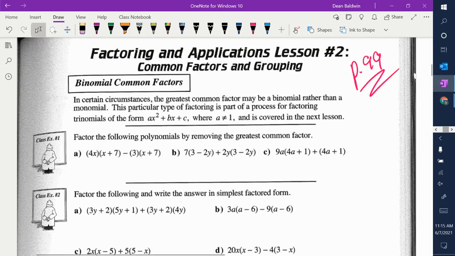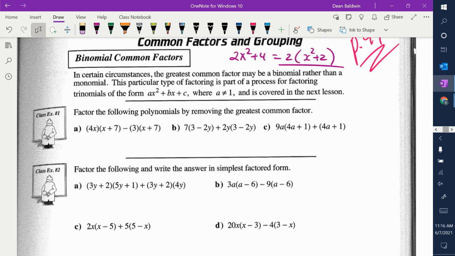So we were doing common factors before, the stuff that looked like this. What's the common factor of 2x squared plus 4? Just 2, right? So you pull out a 2, divide by what you take out, and you're left with that. Okay? Now, we start to make things look a little different.